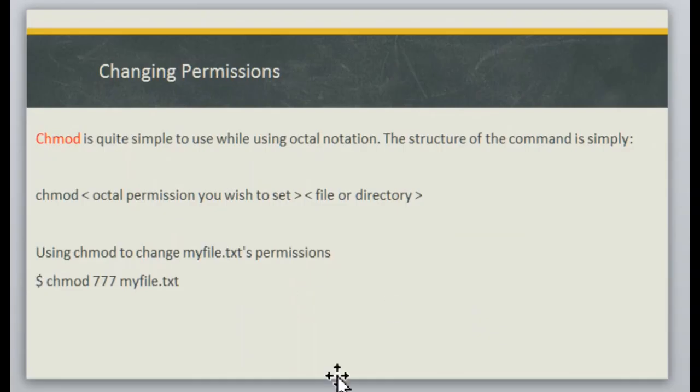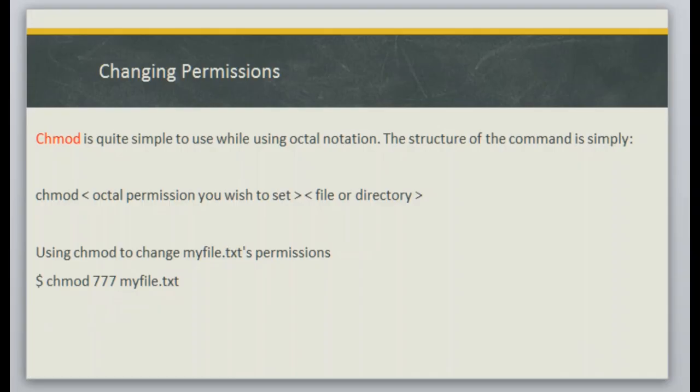So how do we change permissions? To change permissions, we use the chmod command. It's quite simple to use while using octal notation. The structure of the command is simply chmod, then the octal permissions we wish to set, and then the file or directory. A quick example here: chmod 777 myfile.txt. This will give the owner, group, and other read, write, execute permissions for all of them.